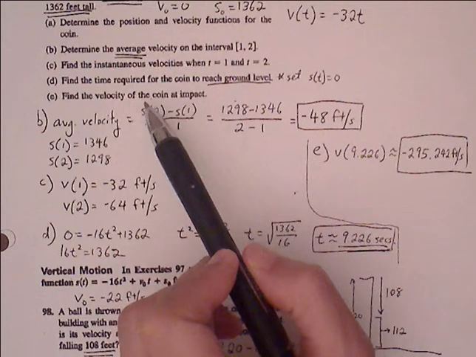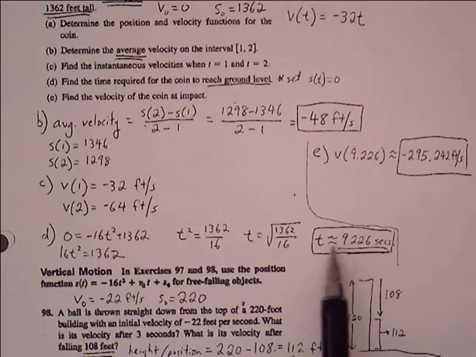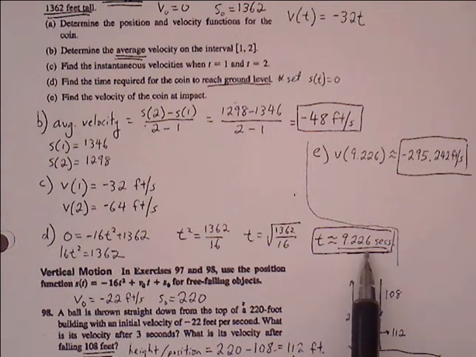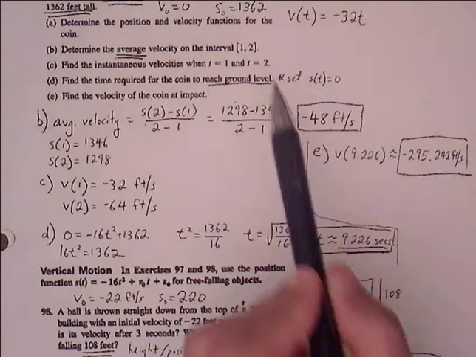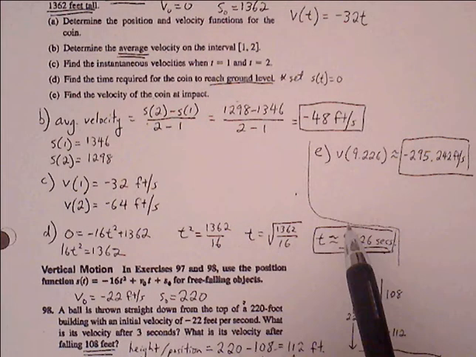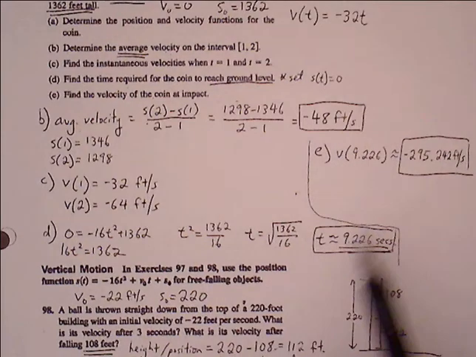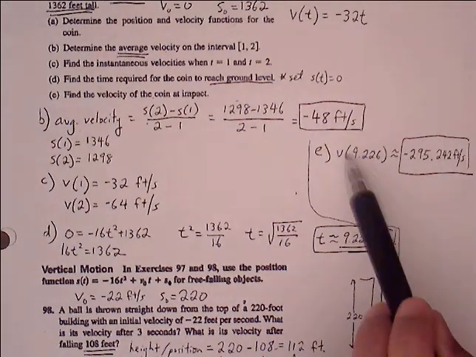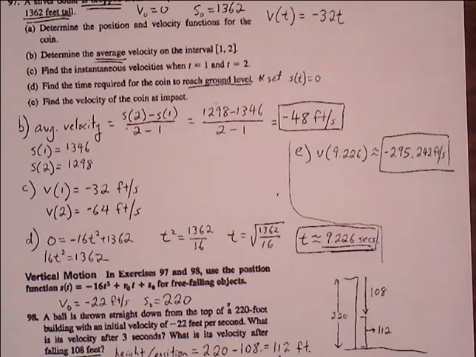Part D, last part, find the velocity of the coin at impact. We know that it's going to take 9.226 seconds for the coin to hit the ground. So if we plug this t value into the velocity function, then we can figure out exactly how fast this coin is moving at the point of impact. So if we plug 9.226 into the velocity function, we get negative 295.242 feet per second.